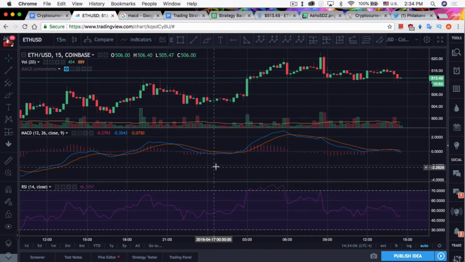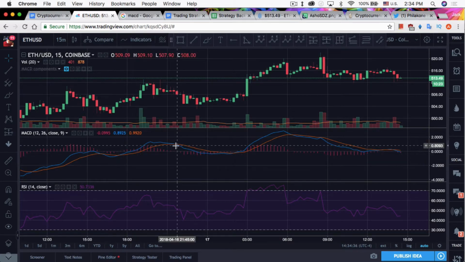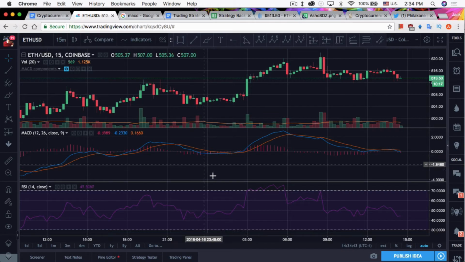With the MACD, all you have to do is wait for the blue line to come up from under the orange line. That means you're supposed to buy when that happens. And you're supposed to sell when the blue line goes under the orange line. It's just that simple with the MACD.